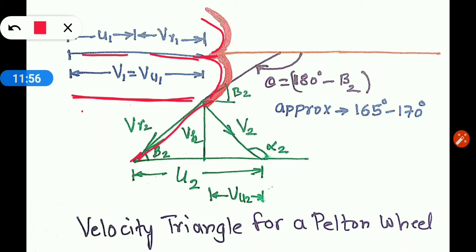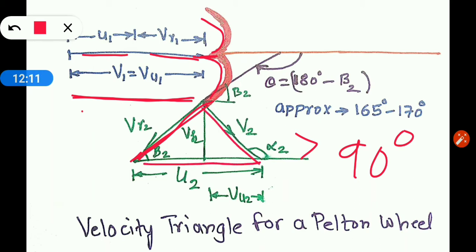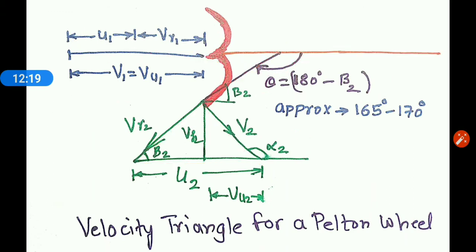Now here we have taken alpha 2 greater than 90 degree. This is VR2, the exit relative velocity. This is the blade velocity, and this is the absolute velocity. This is the angle of deflection which I had already told you. Because of this angle of deflection, 180 minus beta 2, we are getting the force.